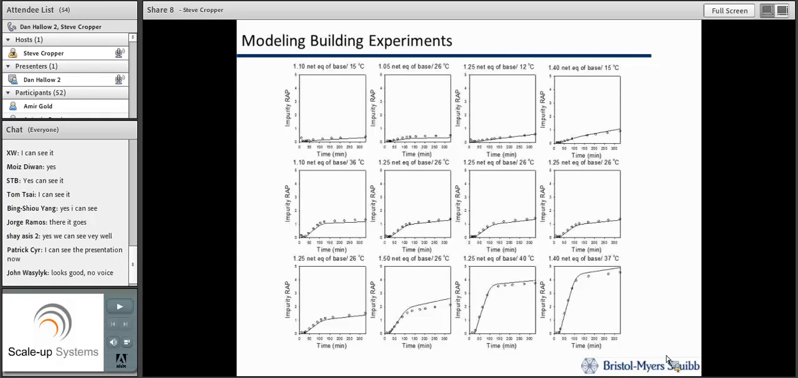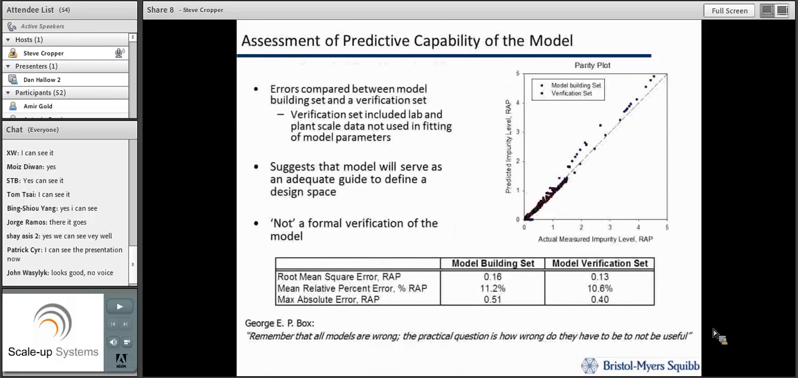This shows the 12 model building experiments with regard to the impurity formation. The circles are showing the HPLC data points, the actual measurements, and then the solid line is showing the model prediction for all those model building experiments. And you can see that the model did quite well in predicting the impurity level, even with regard to changes in temperature. Wherever you see that inflection point, that's where we change the temperature set point to a reduced temperature.